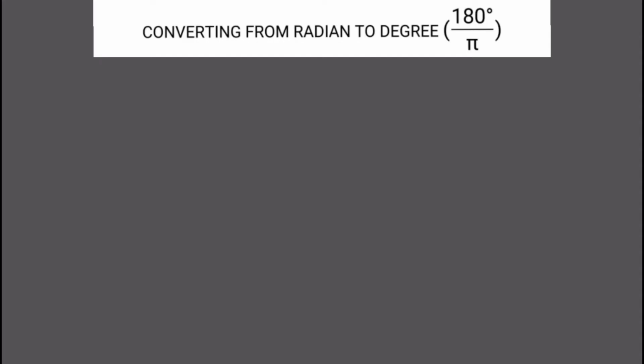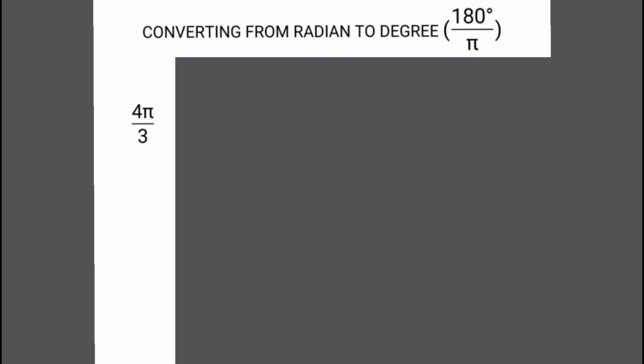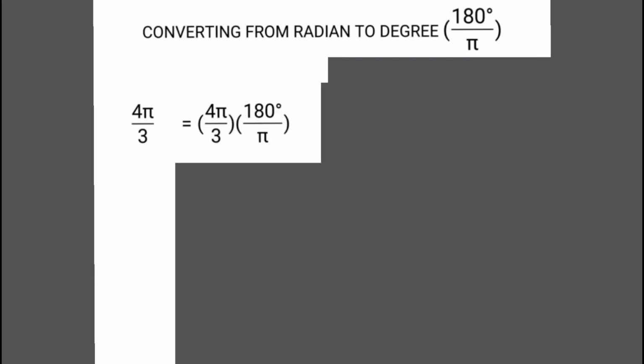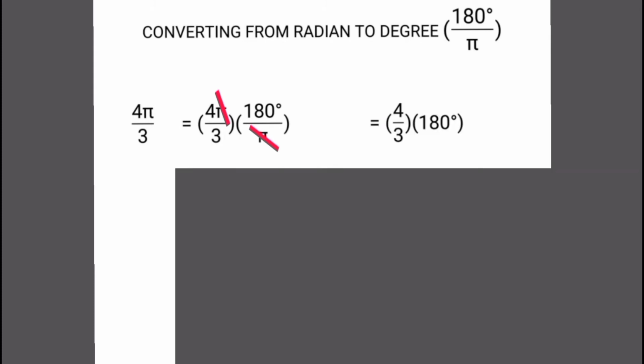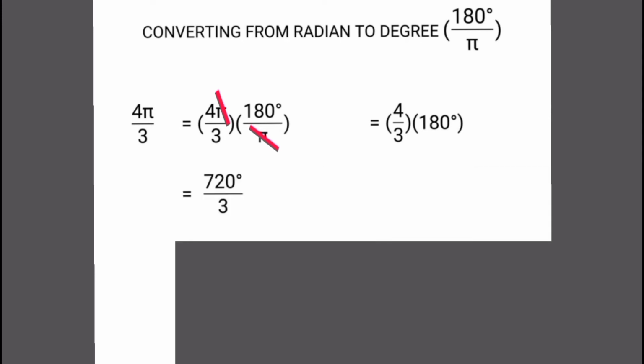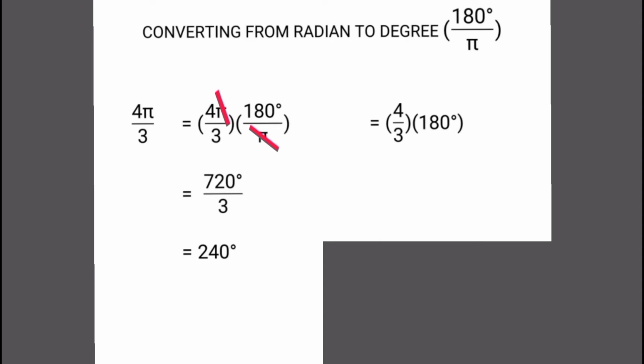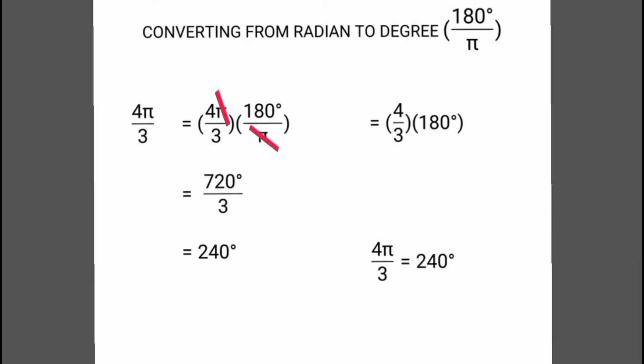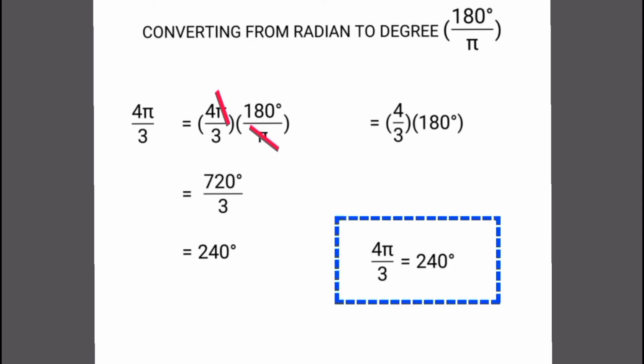And last but not the least, let's take the degree measure of 4 pi over 3. So, 4 pi over 3 multiplied by 180 degrees over pi. Let's cancel both pi so we have 4/3 multiplied by 180 degrees. Then multiplying it we have 720 degrees over 3. Simplifying it further we have 240 degrees. Therefore the degree measure of 4 pi over 3 is 240 degrees.